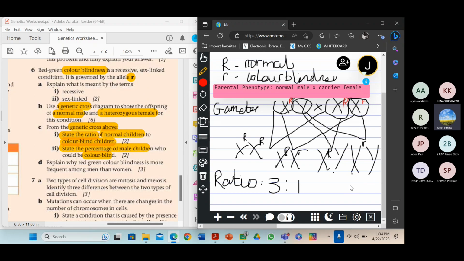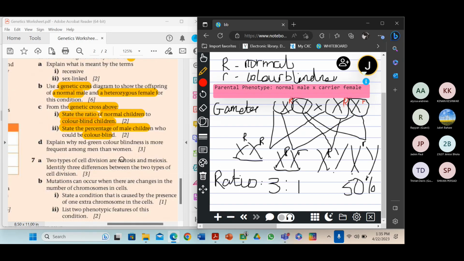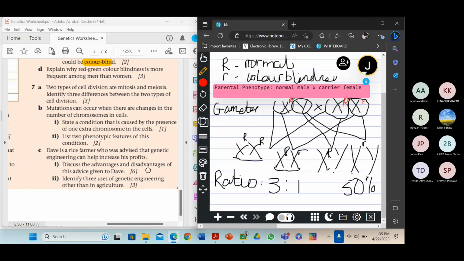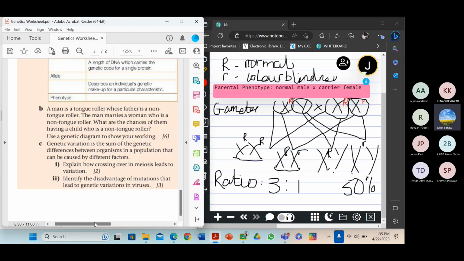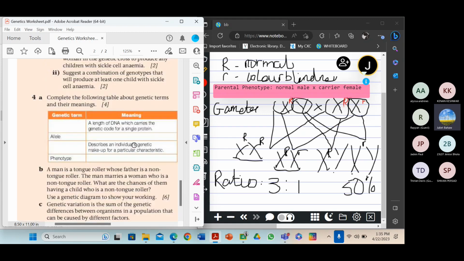50, right. So you see, little maths. 50%. And if they ask you what percentage the female is a carrier, 50%, because it's one chance normal, one chance is a carrier. 1 divided by 2 multiplied by 100 gives you 50%. Simple maths. Okay. Let's go to our next one. All of these, we did this tongue rolling one already.